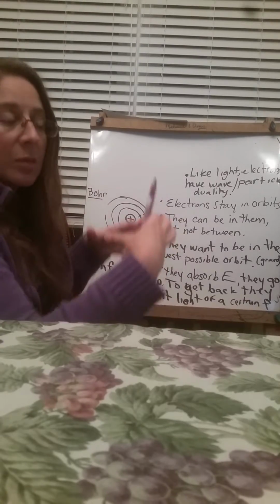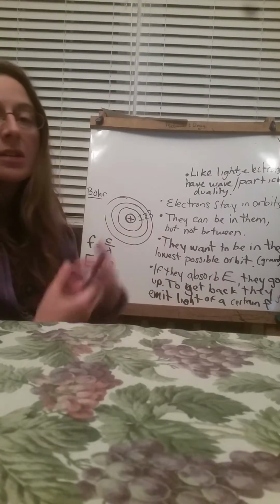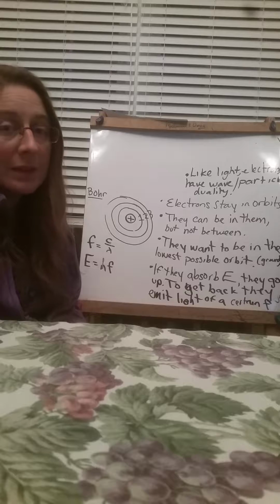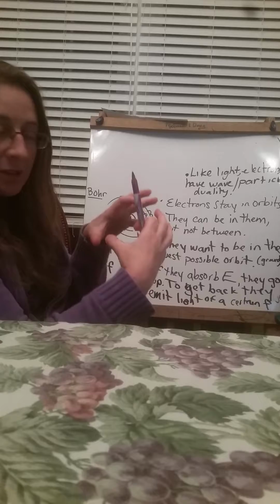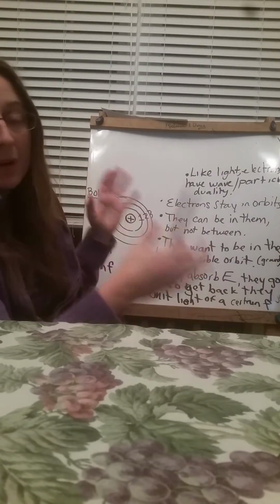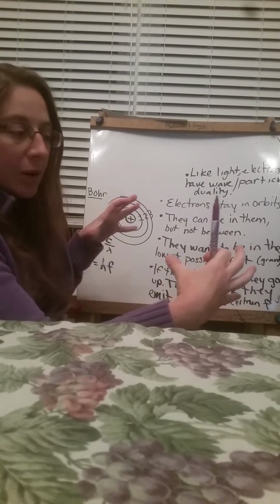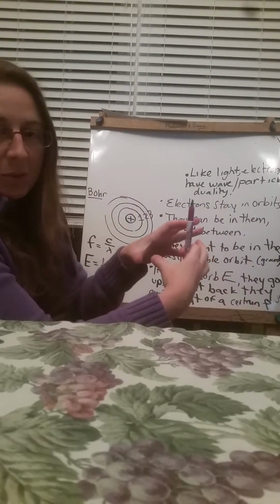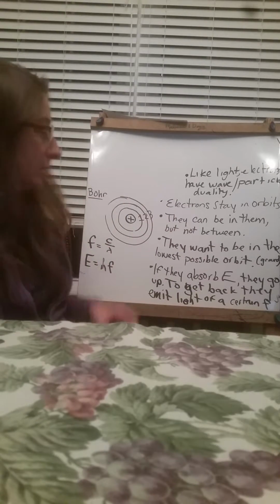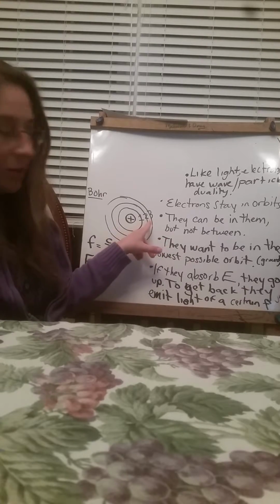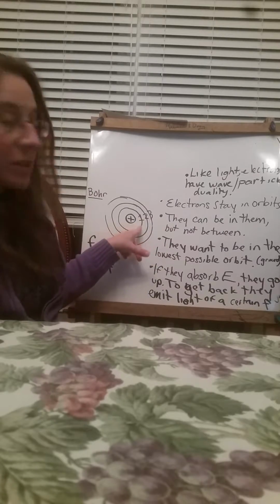So when electrons absorb energy and move to higher orbitals, they want to get back down to ground state. So they emit, and what they emit is light. Because they can only be in this orbital or this orbital or this orbital, but never in between, it takes a very specific amount of energy to go from one orbital to the next. So when they emit light, it's a light of one very specific frequency to go from this shell down to this shell, and light of another very specific frequency to go from this shell to this shell.